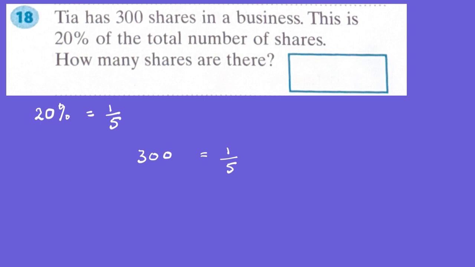So I said, if you want to find out how many shares there are altogether, I gave you this little trick and I said swap these two, the numerator and the denominator, and multiply that 300 by 5/1.